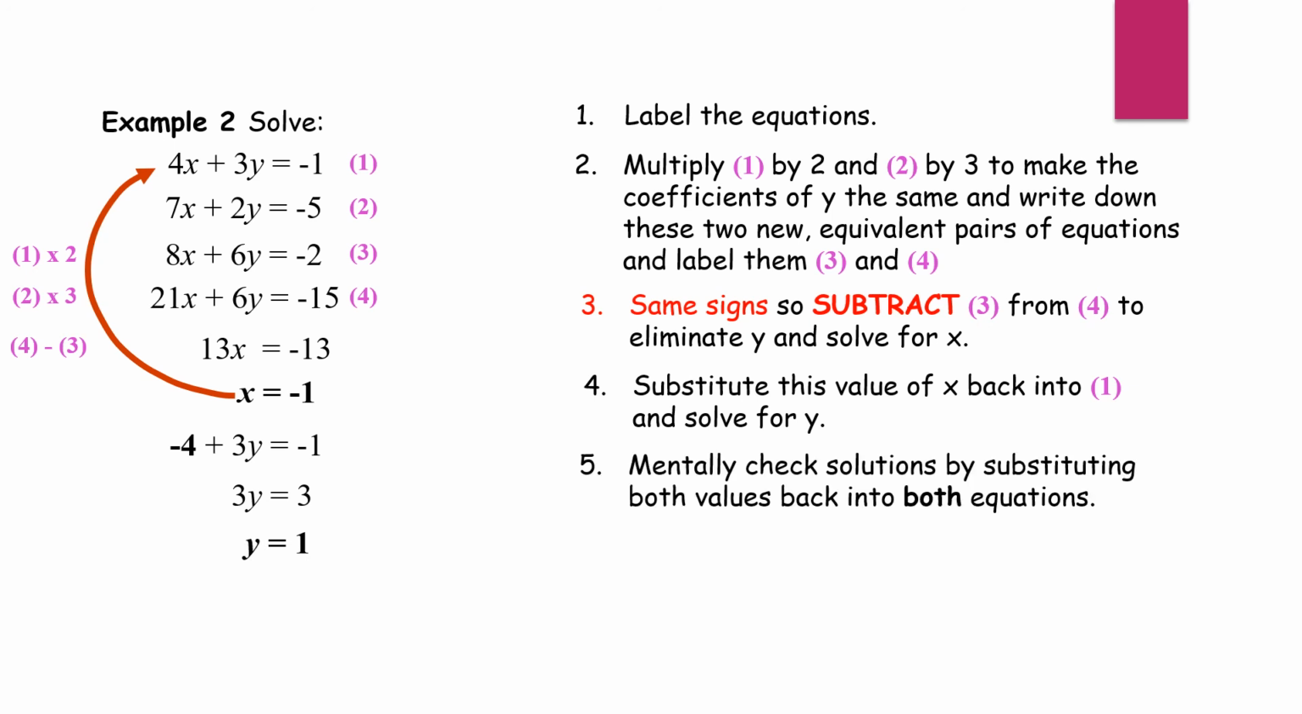Now remember, we want to mentally check our solutions by substituting both values back into both of the first two equations. And we can check that -4 plus 3 equaled -1 and -7 plus 2 equaled -5. So both of our equations are true. So our solution is x equals -1 and y equals 1.